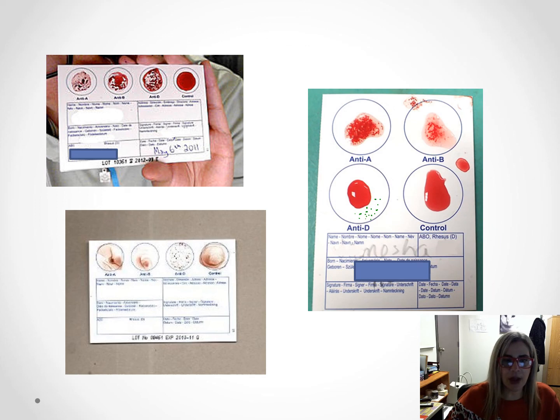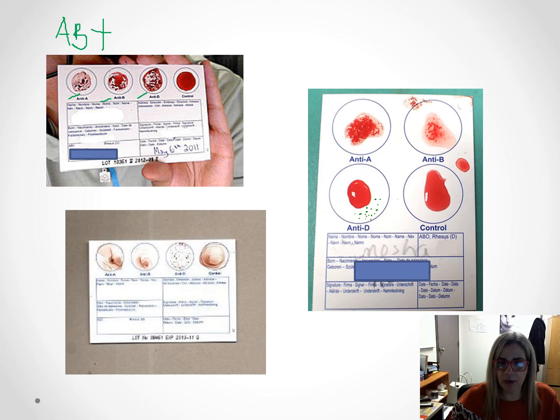Here are a couple other ones to make sure that we understand what these blood types are based on these blood typing cards. For anti-A, we have agglutination. Anti-B, we have agglutination. Anti-D, we also have agglutination. So if we take a look at that particular blood type card, we can say that this person is AB positive because they had agglutination in all three sera.